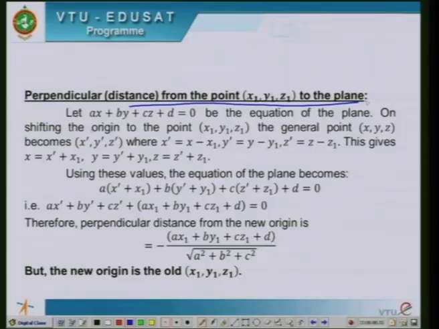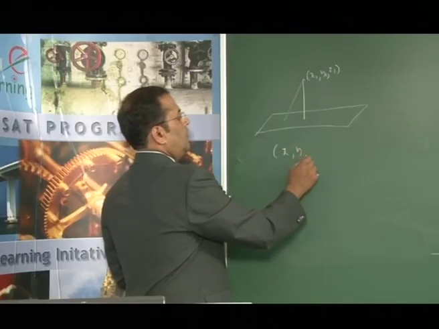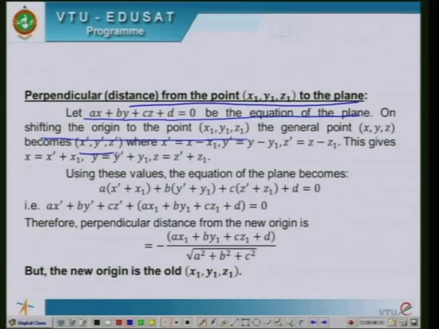So, how do you go about that? Assume Ax plus By plus Cz plus D equal to 0 as the equation of the plane. Now, on shifting the origin to the point x1, y1, z1, all your x, y, z will change to the new coordinates x dash, y dash, z dash, where x dash is given by x minus x1, y dash is equal to y minus y1, and z dash is given by z minus z1. So, this gives x equal to x dash plus x1, y equal to y dash plus y1, and z equal to z dash plus z1.